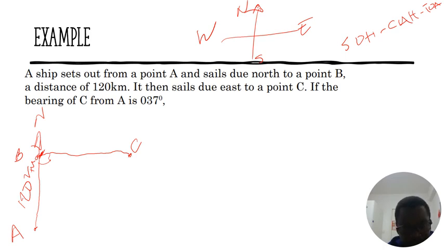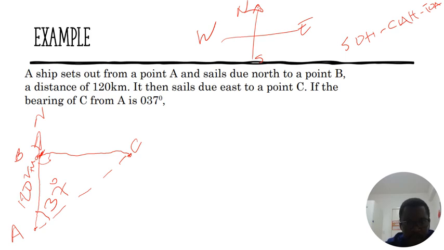So you connect them. This bearing is 37 degrees. Okay, 037 degrees. Yeah, so if you look at that, you also have a right-angled triangle, that's 90. This angle is 37 degrees.